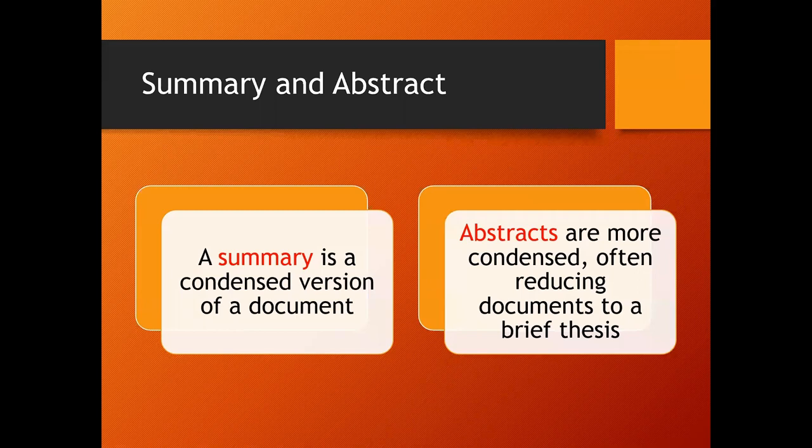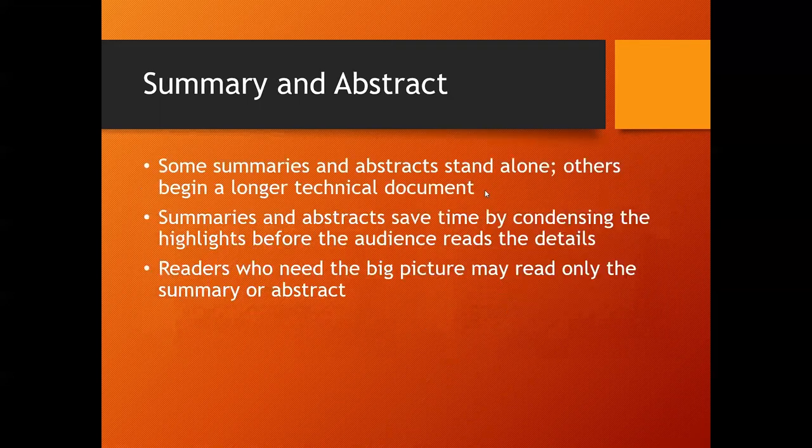So summary and abstract. A summary is a condensed version of your document, and abstracts are more condensed. Usually your abstract is going to take your entire document down into a few paragraphs even. Some summaries and abstracts are standalone, and others begin a longer technical document. Summaries and abstracts are going to save you time. You are basically highlighting all of the details and what you want your reader to know before your audience really gets into the nitty-gritty and the actual details of the document.